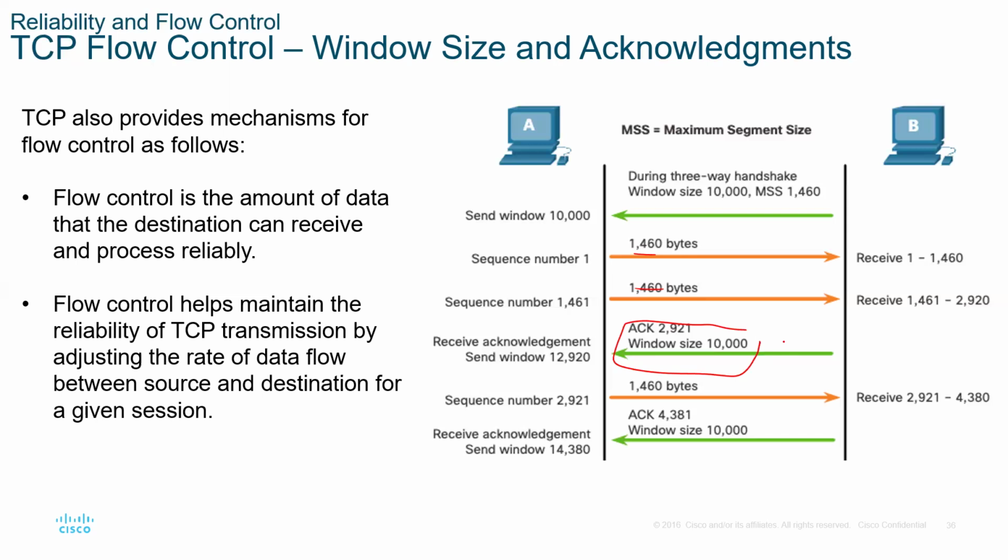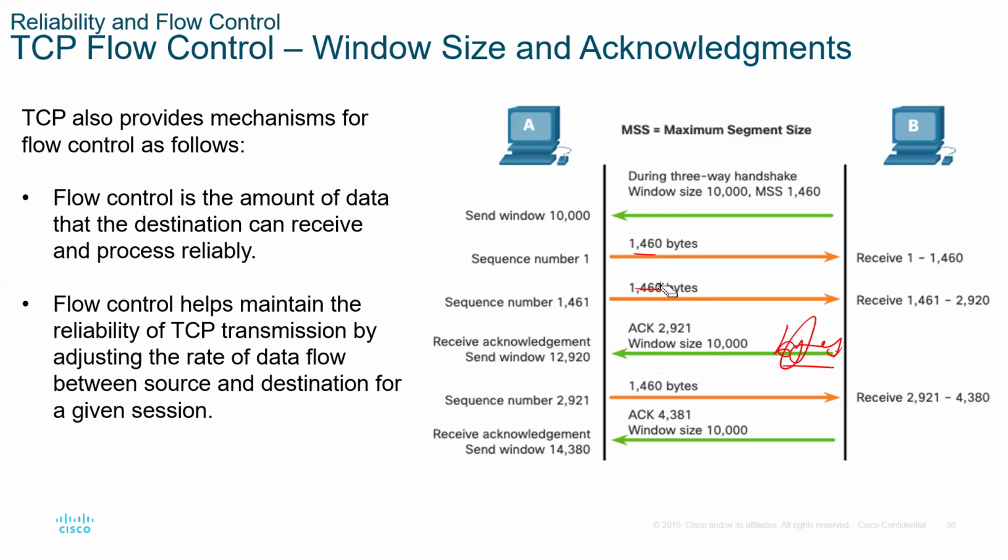So the window size for this one is 10,000. It's also the number which is used to determine when an acknowledgement is sent. After 10,000 bytes have been sent, that's when we can send an acknowledgement. Window size indicates the number of bytes the receiver is willing to accept at a given time.